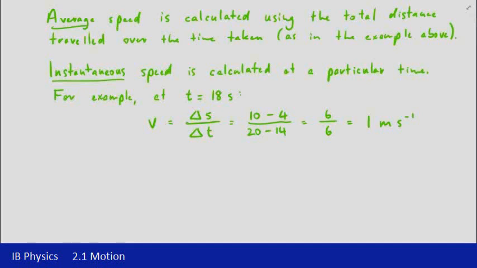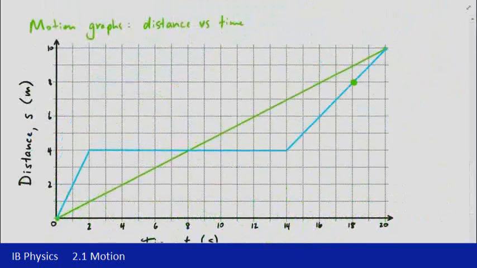Now, because we've got a line segment here, anywhere along that line segment has the same gradient, so we know that anywhere from 14 seconds to 20 seconds the dog was moving at 1 meter per second. If we look at the time from 2 seconds to 14 seconds, the distance hasn't changed, and so its speed would be 0 meters per second. In other words, the dog's stationary, not moving. And in the first section, it moved 4 meters in 2 seconds, so 4 divided by 2 gives 2 meters per second.